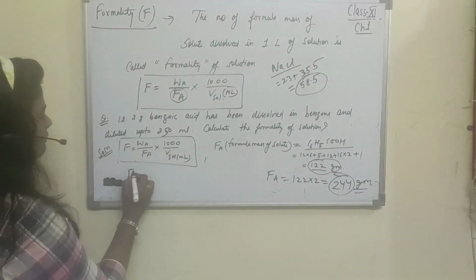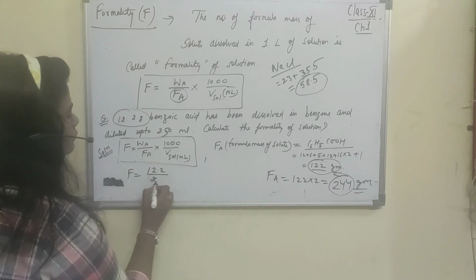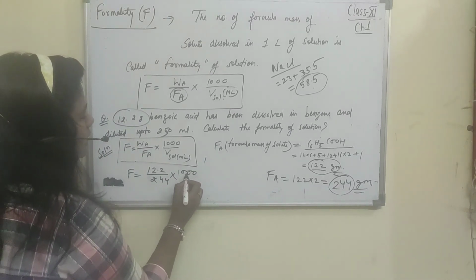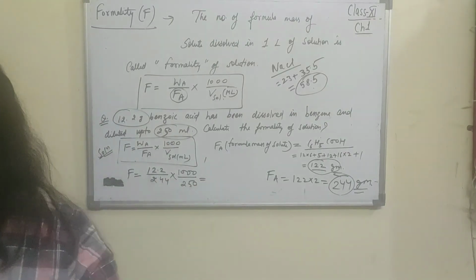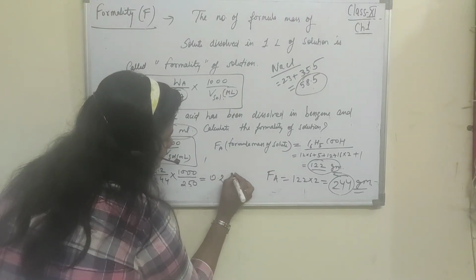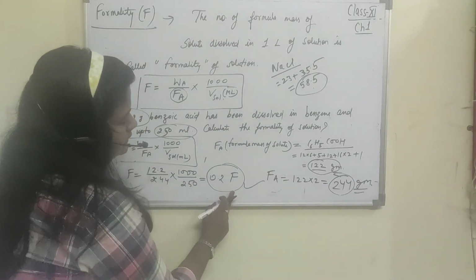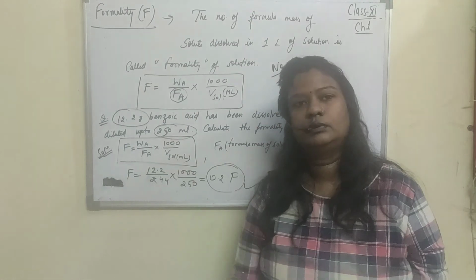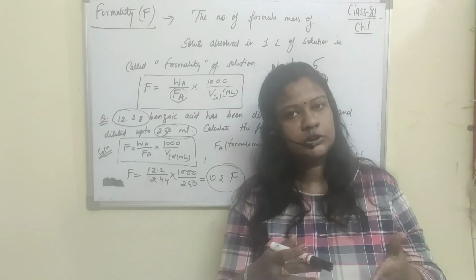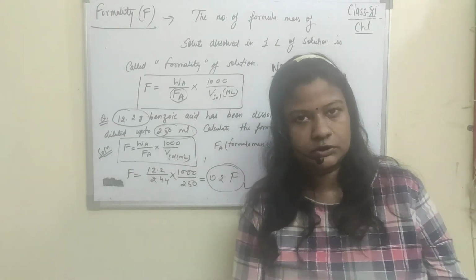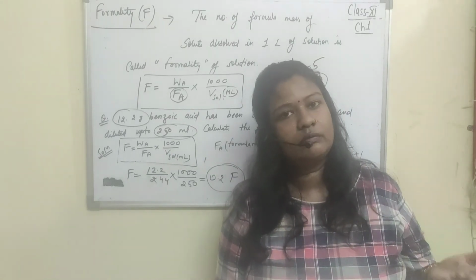So here F will be equal to WA, which is 12.2, divided by 244, multiplied by 1000 ml. How much volume is given? 250 ml. So 250, and we will calculate it. Answer will be 0.2 formal. Okay, this is the answer, 0.2 formal. So if some molecules show association in the solution when they dissolve, then formula mass will be double its molecular weight.